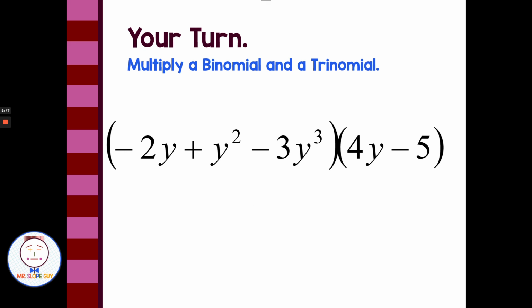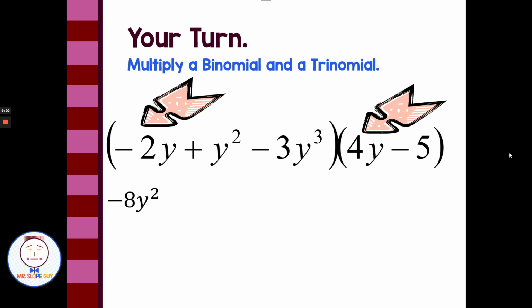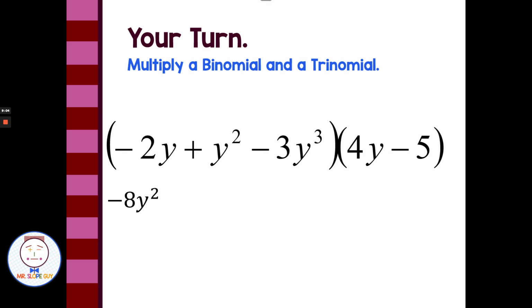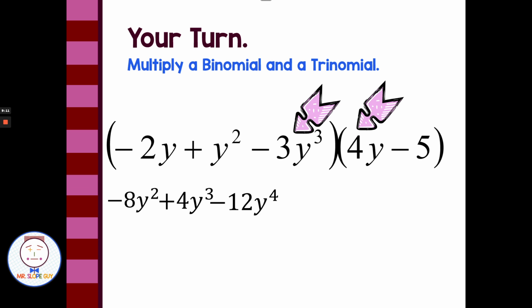We got one last one for you guys to try. Try this one, come back, check your work. Pause it here. All right, welcome back. So we're distributing the binomial to each term in the trinomial. I can do 4y times negative 2y is negative 8y squared. 4y times y squared is 4y cubed. 4y times negative 3y to the third is negative 12y to the fourth.